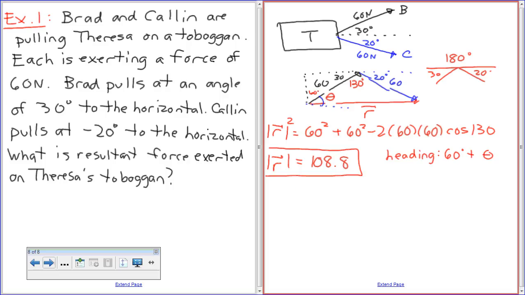In order to get my theta, I'll do this quick so I'll get to the next example. Sine theta over 60 equals sine 130 over 108.8. Did anyone get an angle for that one? Teresa, did you get that? I'm wondering why it's not 30.